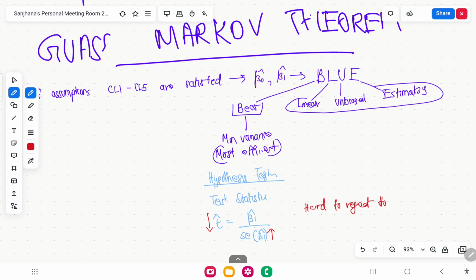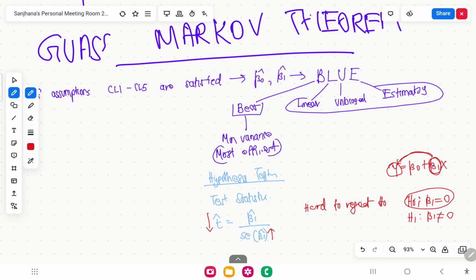So what does your H naught actually say? Usually we write H naught: beta 1 equals 0. Why do we write it like this? In beta naught plus beta 1 x, when we say that beta 1 is equal to 0, we are saying that x has no effect on y. So if we can reject H naught, then H1, where beta 1 is not equal to 0, means x has an impact on y.